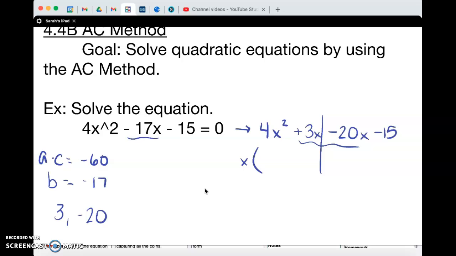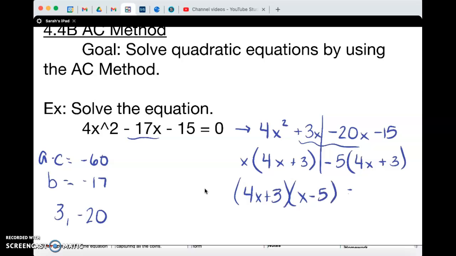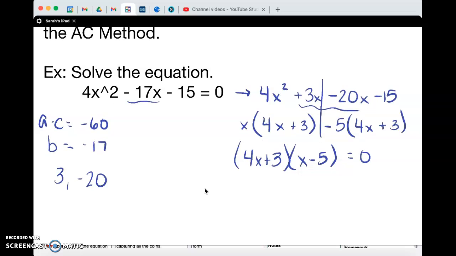We can take out 5. We'll have a 4x plus 3 left over, right? And then -5. Then what's left over? 4x plus 3. Okay. So you have 4x plus 3 and x minus 5. Yeah. And this is still equal to 0. I should have been writing that into this whole thing. Right. Just as long as you put it up there.